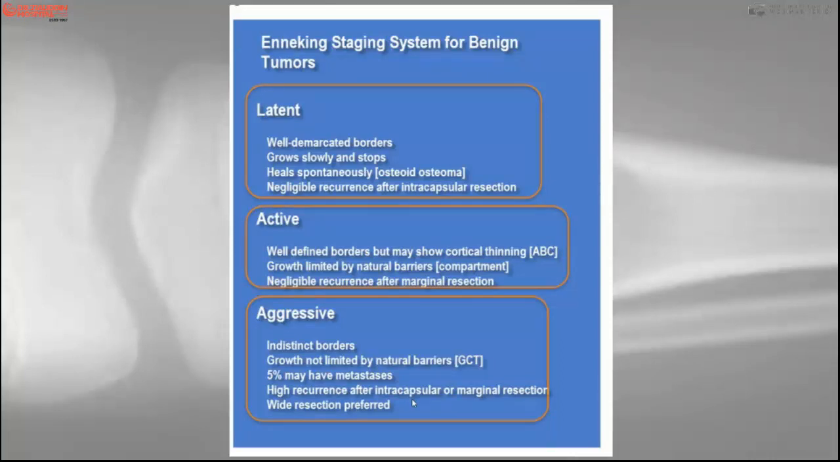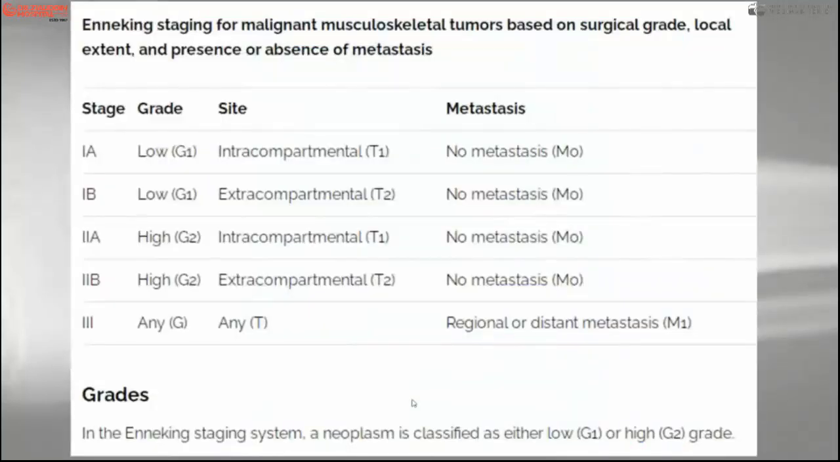Then they can be aggressive tumors, as I told you before, the giant cell tumor being the most aggressive, and growth is not limited by natural barriers. And 5% of these tumors can metastasize. So this gives us a clue about the nature of the tumor. I'll skip the malignant ones. We'll discuss them on the malignant side.